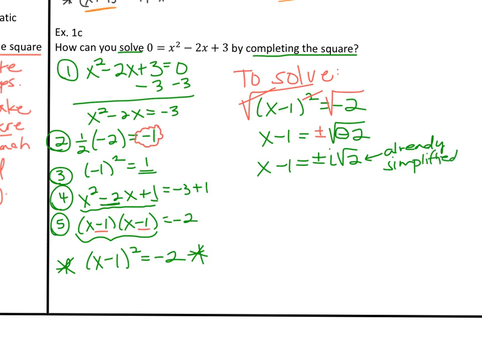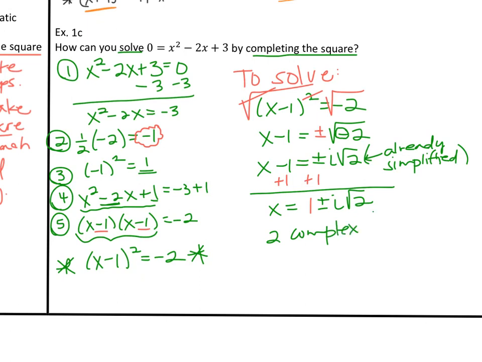So now if we're trying to solve for x, and we want to get x by itself, we would have to add 1 to the other side to move it over. Thinking about order of operations, that 1 is going to go in front of the plus or minus, because we could add or subtract that second part. So there are technically 2 complex solutions, or 2 imaginary solutions. It'd be 1 plus i radical 2 and 1 minus i radical 2. And this is the first part of lesson 2.5.